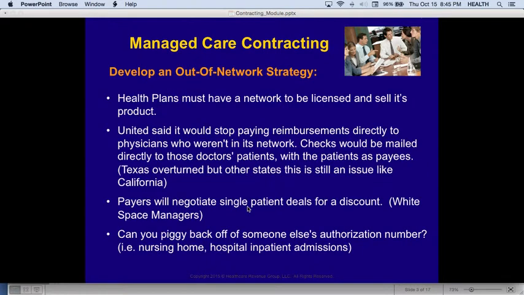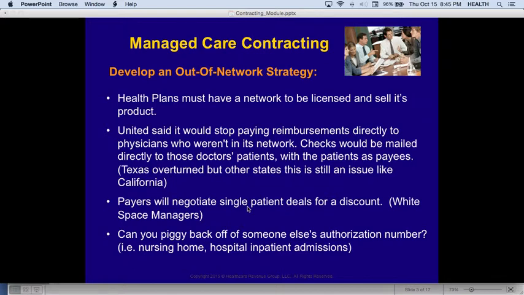All right, let's go back to creating my strategy. Health plans have to have a network to be licensed. Now, they need you. They need you to be a dot on their map in their service area, because without a network of a comprehensive provider system, they can't sell their product. Well, that works well when you are the only neurosurgeon in town, but when there's 100 neurosurgeons in town and other options, that doesn't go so well for you.